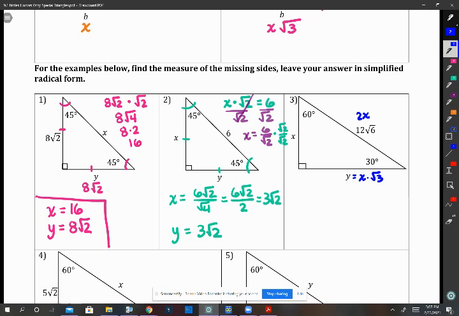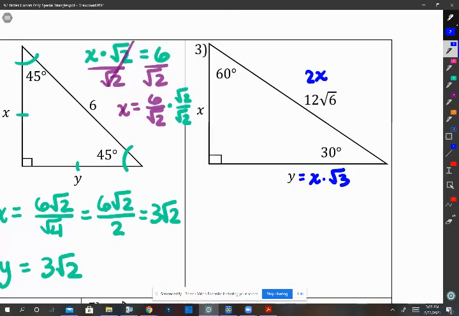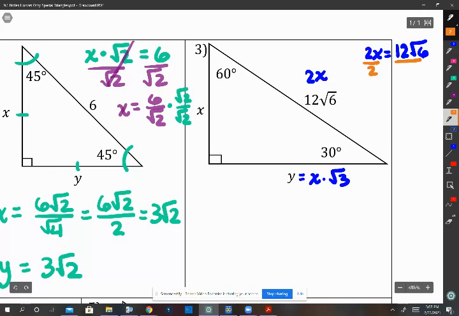And I know, if I look at my problem over here, I know that 2x is equal to 12 root 6. So when I go to solve that, I'm going to divide by 2, which is going to give me that x is equal to 6 root 6. So that's this value here, this x value. So we know that x is equal to 6 root 6.